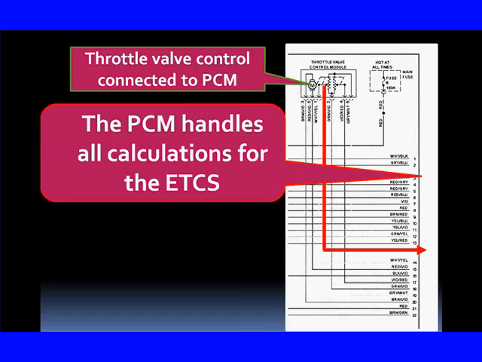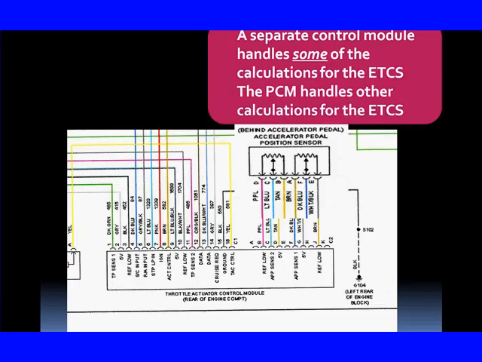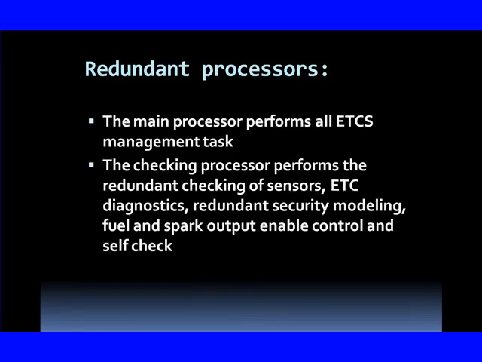Where it becomes confusing is when we have a separate module. When we have a separate module, some of the calculations for electronic throttle are handled by the module, but a majority of them are handled by the PCM. So we'll talk about that because that does affect our diagnostics a little bit.